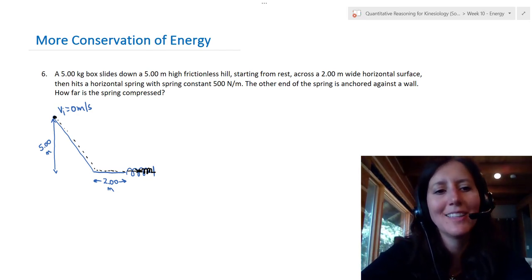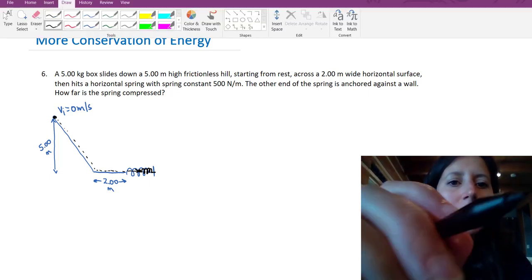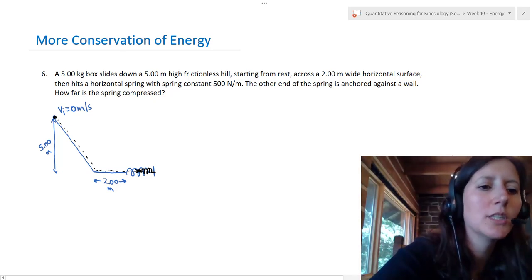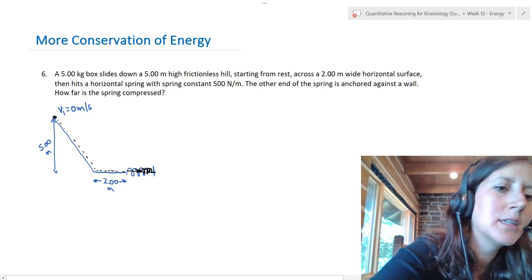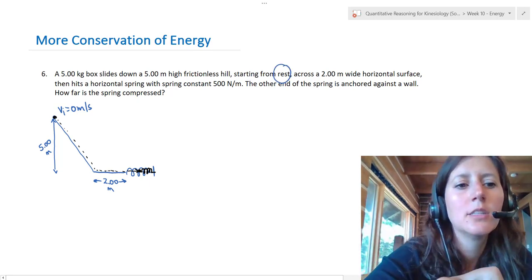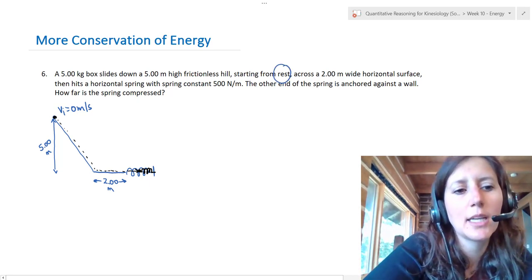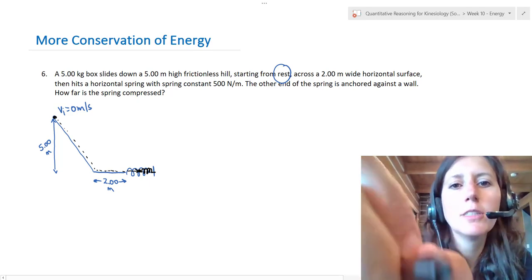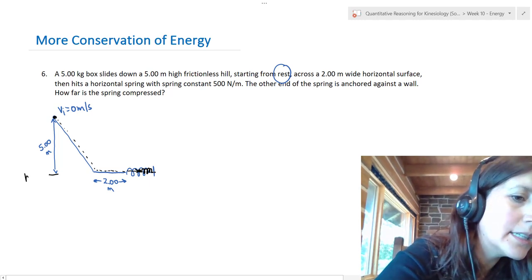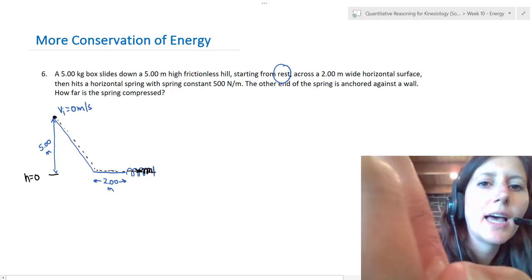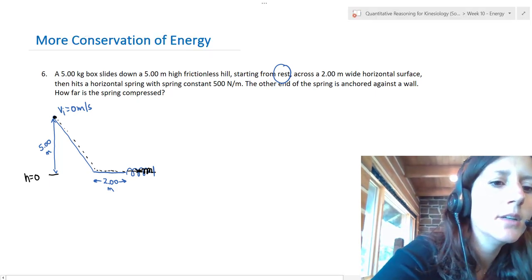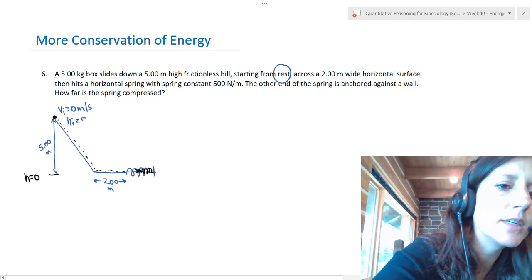So let's write down everything that we know about the initial state and the final state of this system. Initially, V initial for the box is 0 meters per second, because it says that it started from rest. We have to define a reference height. So let's say the bottom of this diagram is where our height is 0. That means the height at its initial position at the top of the hill, H initial, is 5 meters.